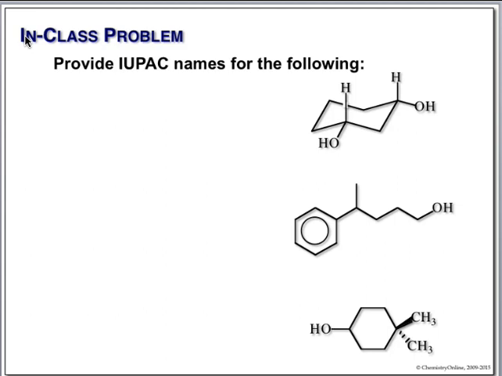This is going to be a diol. It's a cyclohexane diol. These are both equatorial, and they are 1,3, so that makes them cis. So we could simply name this cis-1,3-cyclohexanediol.